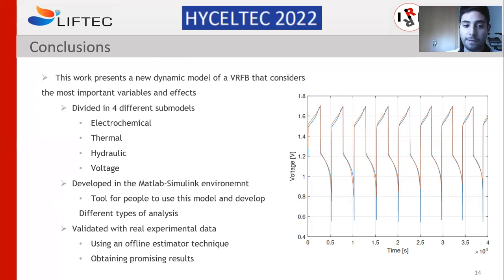This model has been validated with real experimental data using an offline estimator technique, obtaining promising results, and we are working on it not only in the short term but also in the long term, as can be seen in this figure, to calibrate the model for a high number of cycles, and in this way try to calibrate, for example, the ion transport methods, such as diffusion, migration, or convection.